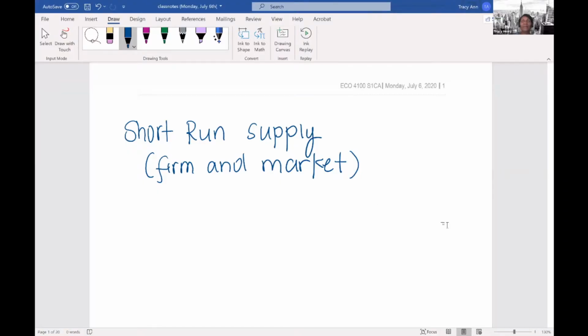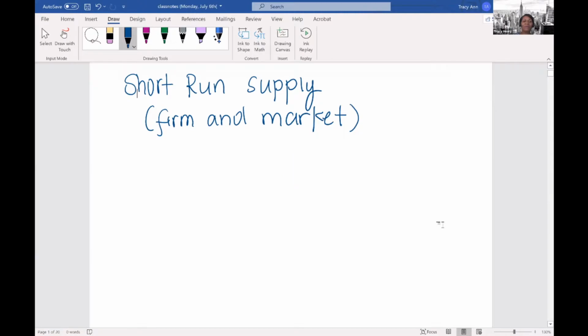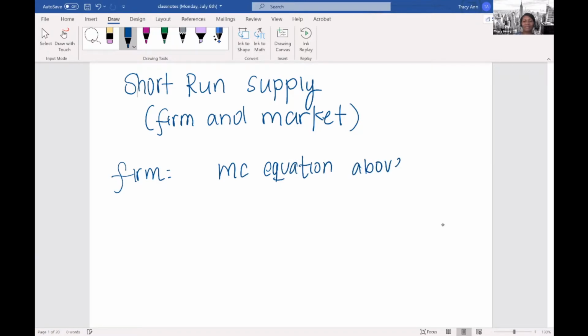So when we think about the short-run supply for the firm and the market, we know that for the firm, this short-run supply is your marginal cost curve or your marginal cost equation above the average variable cost curve. We could say above the minimum average variable cost, or we can say above the average variable cost curve. It will tell us the same thing.